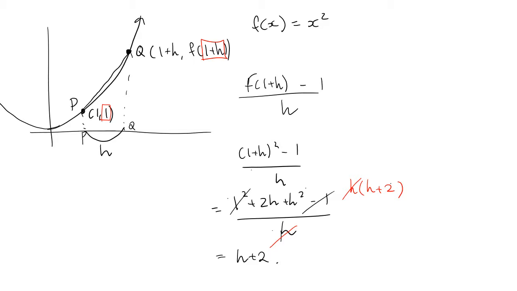Now we want to find the instantaneous rate of change at P. So what we do is we put a limit where h approaches 0. Now if h is approaching 0, it will eventually be equal to 0. So we substitute h equals 0, and we get 0 plus 2, which is 2. So we can say that the instantaneous rate of change at point P is 2.